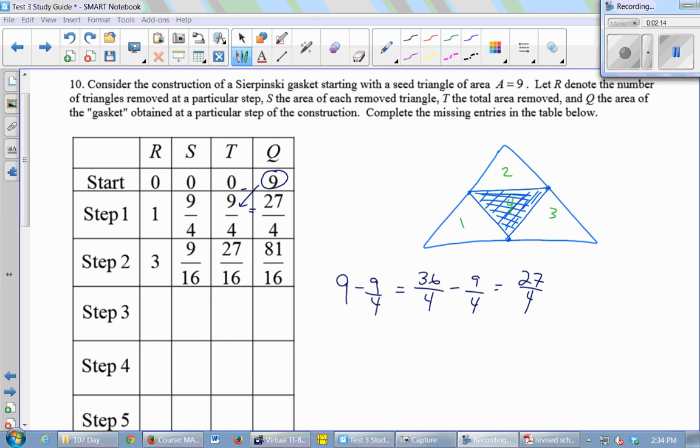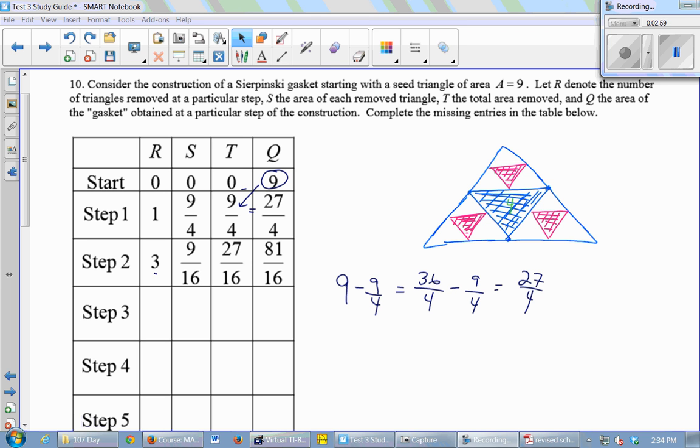All right, so then at step 2, I'm now going to draw step 2. Erase these. Okay, so it's step 2. For my 3 triangles that remain, I'm going to connect their midpoints and remove the middle. All right, so R is the number of triangles I removed, and there are 3. Those 3 pink triangles are the ones I removed.